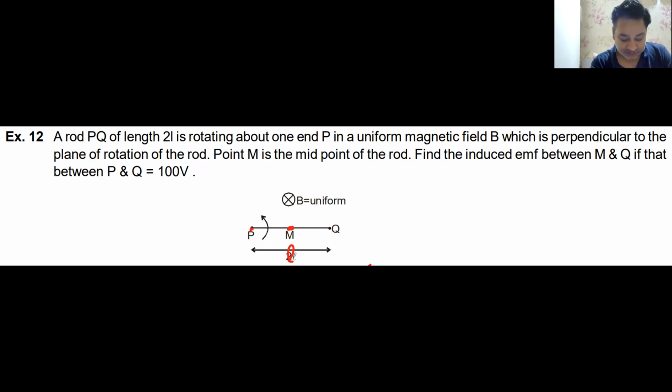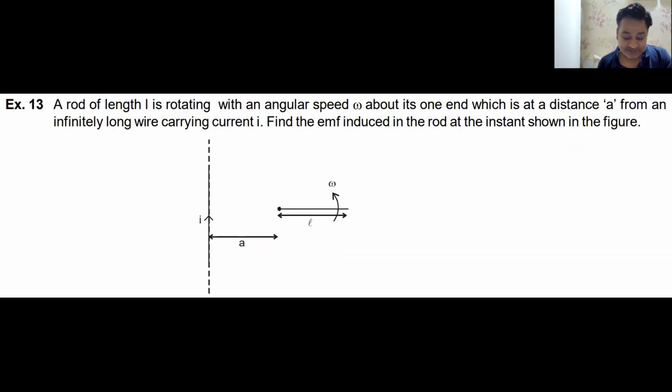I will give you one question that you will try as homework. And this is the question where now I've changed the scenario. I still have a rotating rod with a constant angular velocity omega, but now it is placed in a non-uniform magnetic field. And remember, wherever you have an infinite wire, the only reason an infinite wire is given in a question is to create a non-uniform magnetic field.